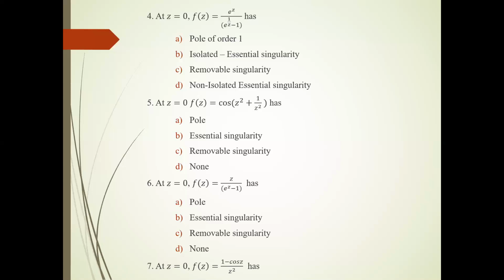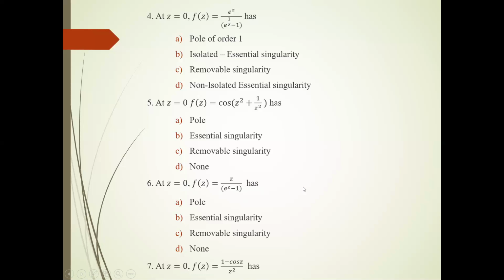See example number 6. What is example number 6? At z = 0, f(z) = z upon e raised to z minus 1. Which point is a singular point? If we put z = 0 in the denominator, what do we get? e raised to 0 minus 1 means 1 minus 1, so the denominator becomes 0. But see here, in the numerator there is a term z. If we put z = 0, what do we get? 0 upon 0, which is an indeterminate form.